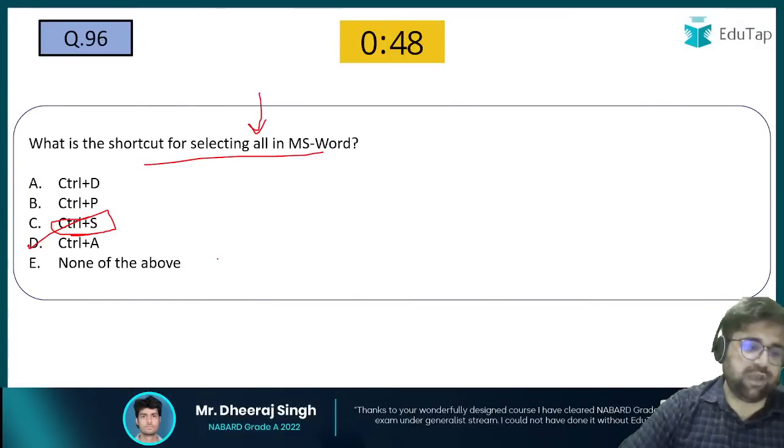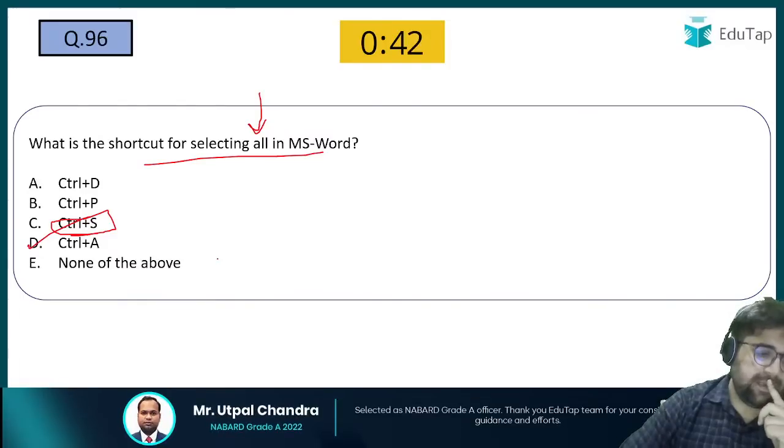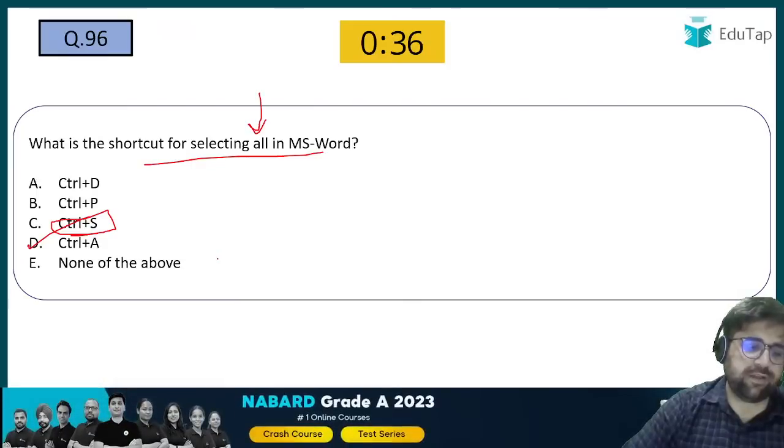Yes. Control P is for print. Control S for save. Control A for selecting all. What is the shortcut for save as, except F12? How will you do save as? For save, it is Control plus S. How will you do save as? My question is regarding save as in MS Word. What is the shortcut for that?